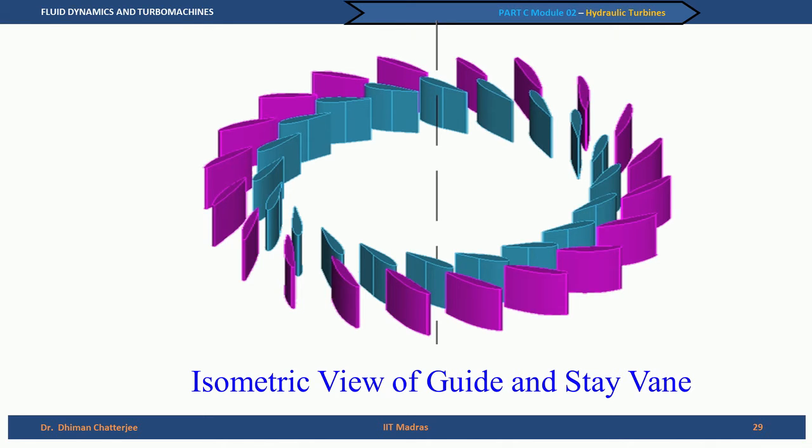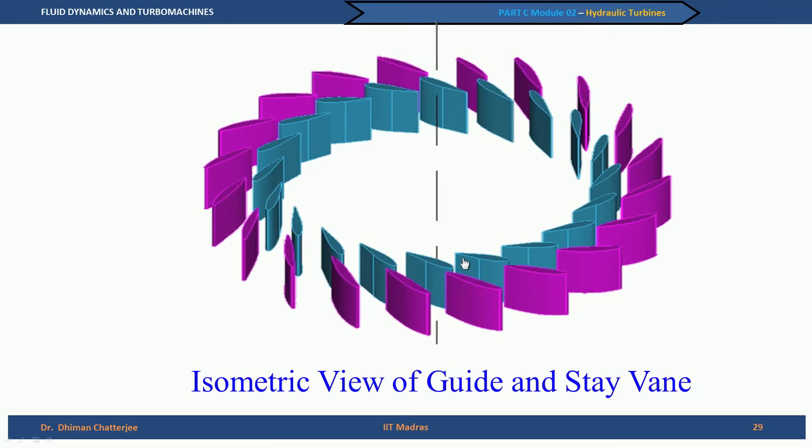In case of Francis turbine, these guide vanes are adjustable. What I mean by that is that whenever there is a higher flow rate, you can have a larger opening. Whenever you have a lower flow rate, you can slide and change the orientation of the blades and reduce the opening, and thereby you are actually doing two things.